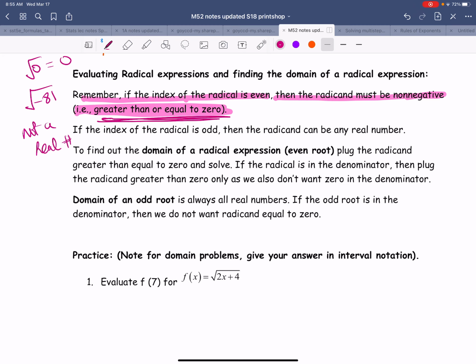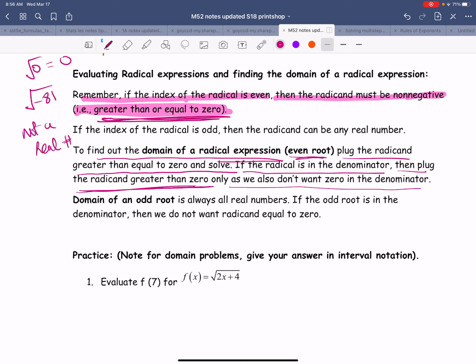So when we're thinking about domain of an even root, we want to make sure the radicand, whatever is inside the square root or fourth root or sixth root, is always greater than or equal to 0. So to find the domain of a radical expression with an even root, plug the radicand greater than or equal to 0 and solve. If the radical is in the denominator, then plug it greater than 0 only, not equal to 0, just greater than 0, because we don't want to have 0 in the denominator. Now we have another domain restriction which we talked about in the rational functions, that you cannot have 0 in the denominator. It makes your whole function undefined.